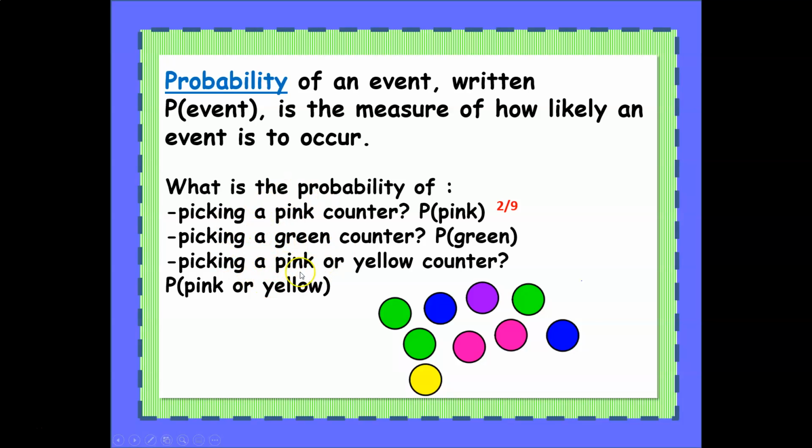What is the probability of picking a green counter? So we would have 3 out of 9, or 1/3 in simplest form. Because remember, to simplify, we find a number that fits into both the numerator and the denominator. So 3 goes into both 3 and 9, so we get 1/3. What is the probability of picking a pink or a yellow? So once again, we have 2 pinks and 1 yellow, so we're going to have 3 out of 9, or 1/3.